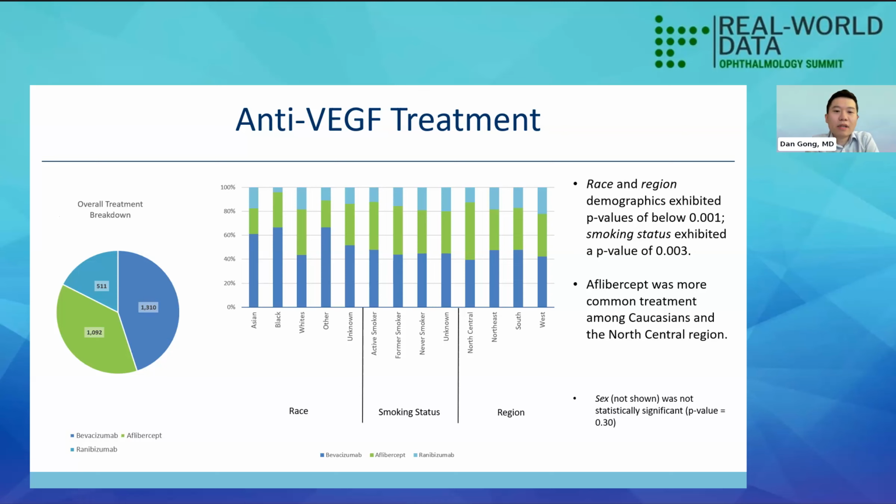We also looked at anti-VEGF treatment. This is the initial treatment that was given for the fellow eye once it converted. Bevacizumab and aflibercept were given a little more commonly than ranibizumab. And if we looked at the race, smoking status, and region breakdown, for the most part, things were pretty similar, although Caucasians and patients in the North Central region, what we call the Midwest region, had higher rates of getting aflibercept as the initial medication.